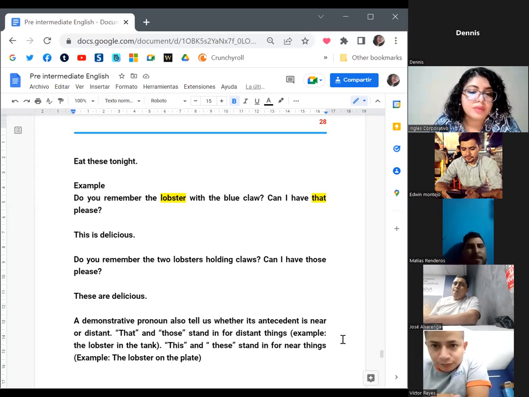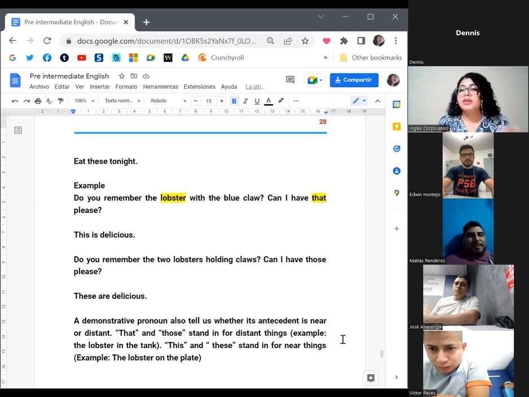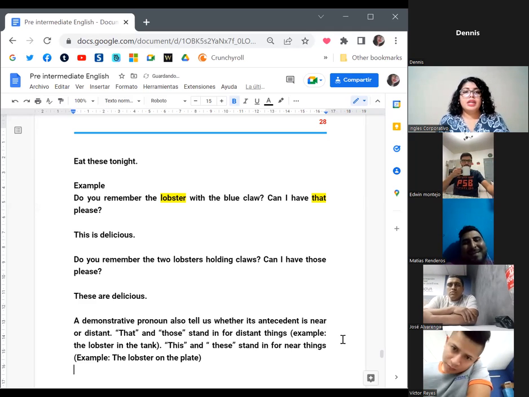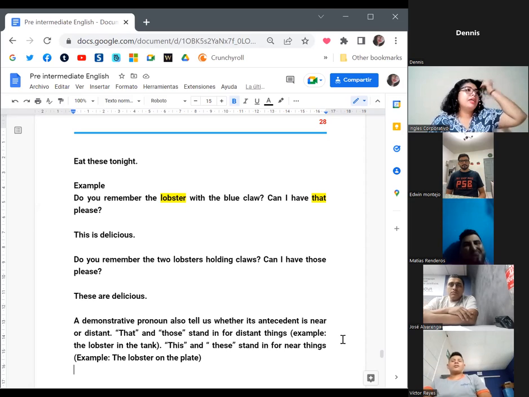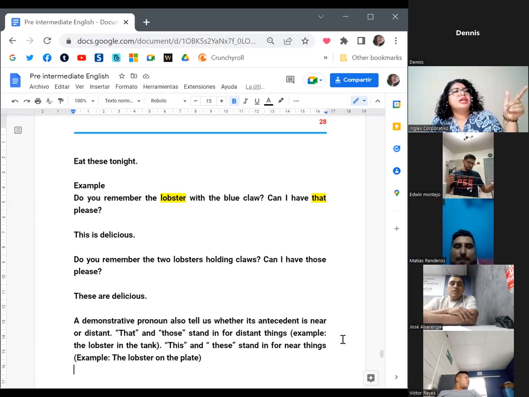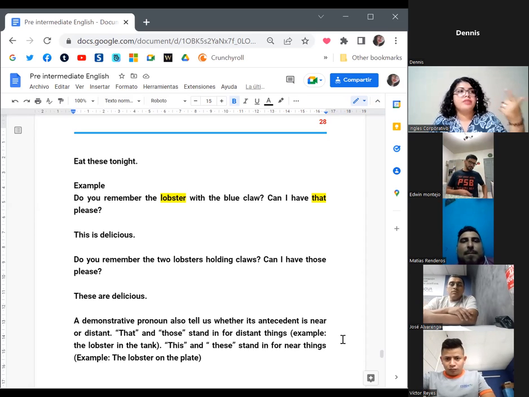And then we have this and these that stand for near things. Things that I have very, very near me. The lobster on the plate that is on the table. So when we are talking about things that we have in our space, for example, I have a mirror in my room, but it's far. So I have to say that is on the table. What? The mirror. The mirror is on the table. That is on the table.